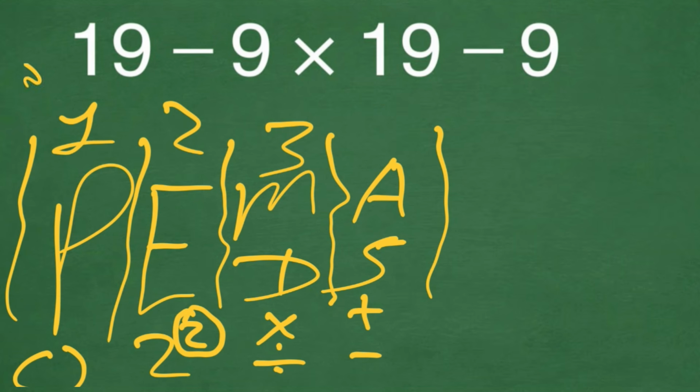Sorry, I wrote here 3. Have to write it like 4. So 1, 2, 3, 4. This is the right order to solve mathematical equations.